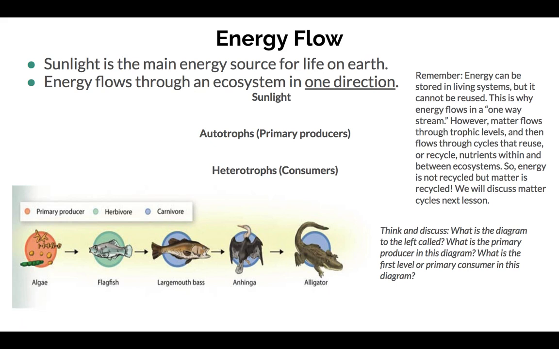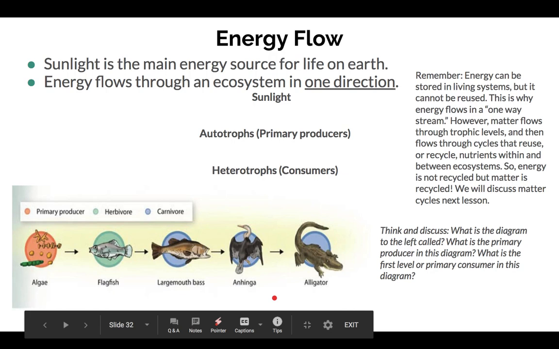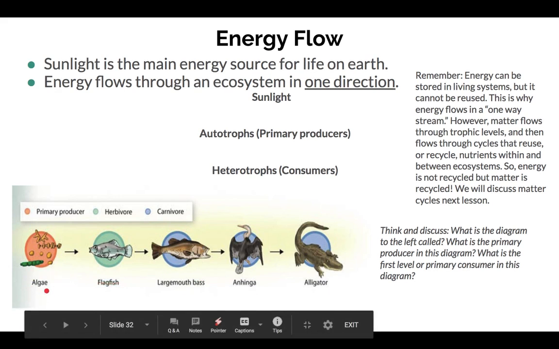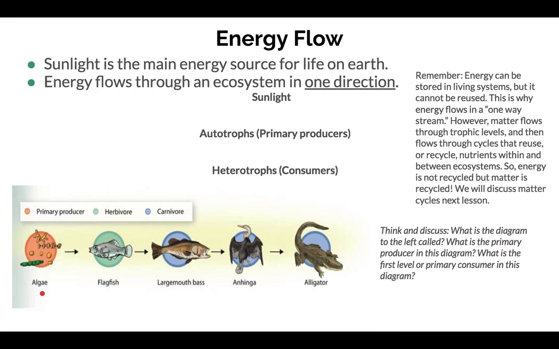So think to yourself, what is the diagram to the left? This diagram right here, what is it called? What is the primary producer in this diagram? And what is the first level or primary consumer in this diagram? So this diagram to the left is called a food chain. You have probably seen one before. The primary producer for this specific one is algae, and the first level or primary consumer would be the flagfish, because the flagfish is the first thing that consumes the algae.